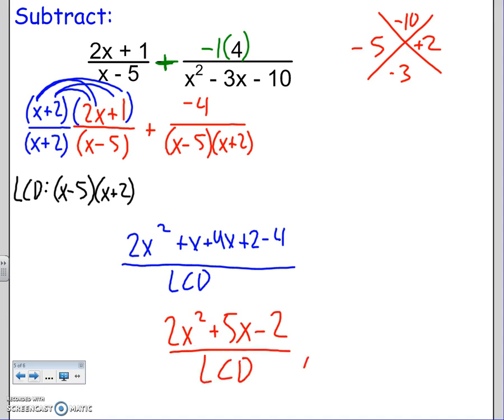Make sure you have restrictions. X cannot be positive 5 or negative 2.